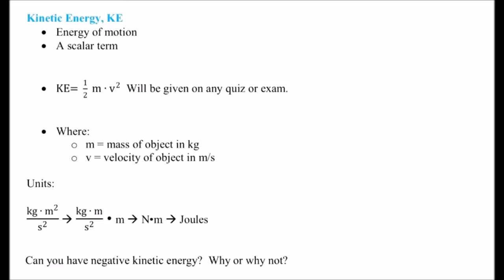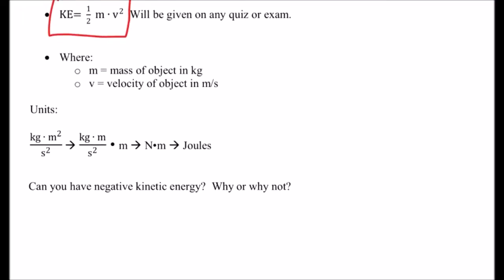We have a boxed equation for you for kinetic energy. Kinetic energy is equal to 1/2 the mass times the velocity squared, where m is the mass of the object in the standard unit, kilograms, and v is the velocity of the object in the standard unit, meters per second.